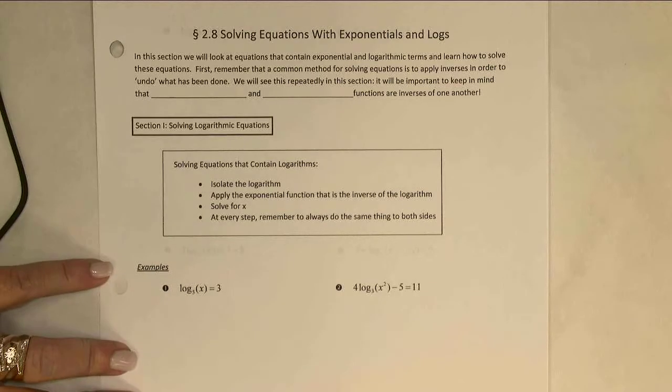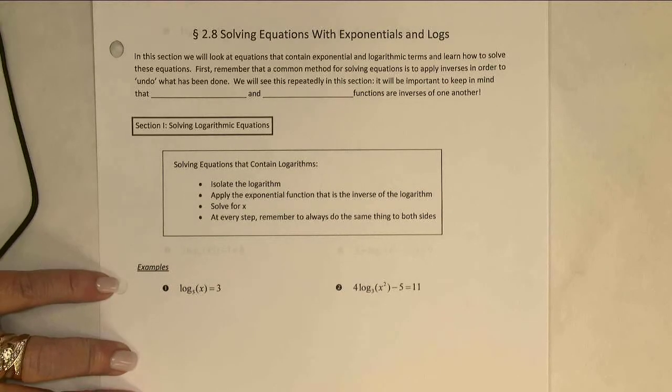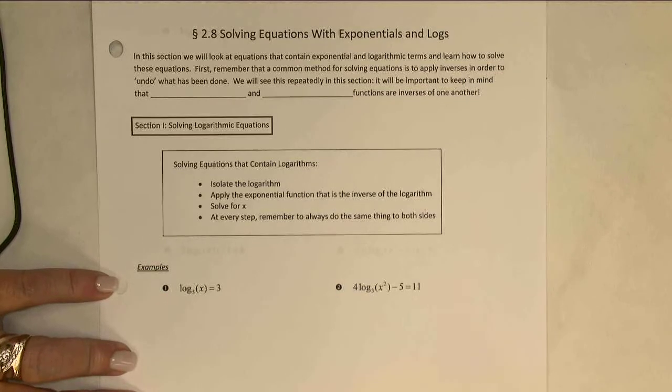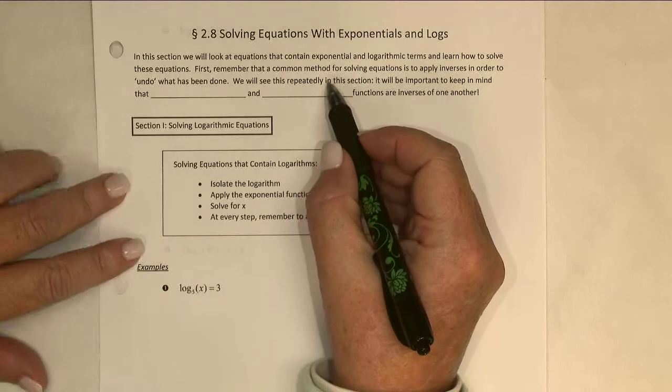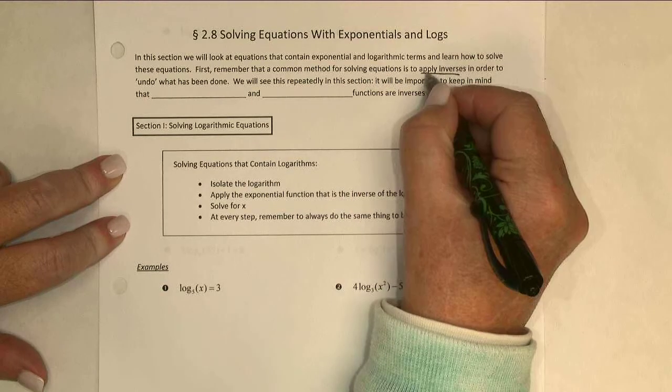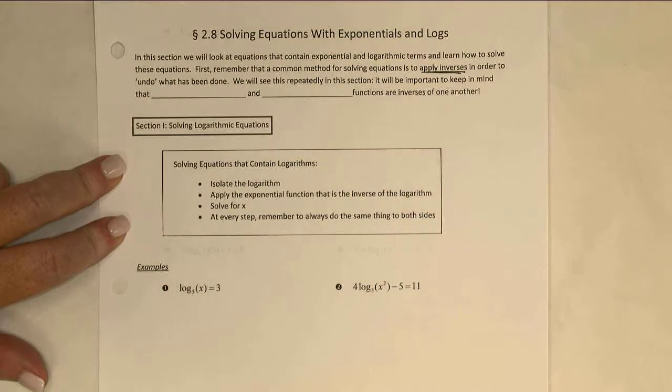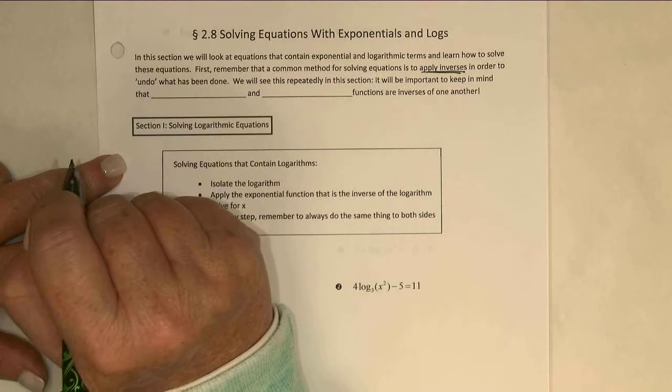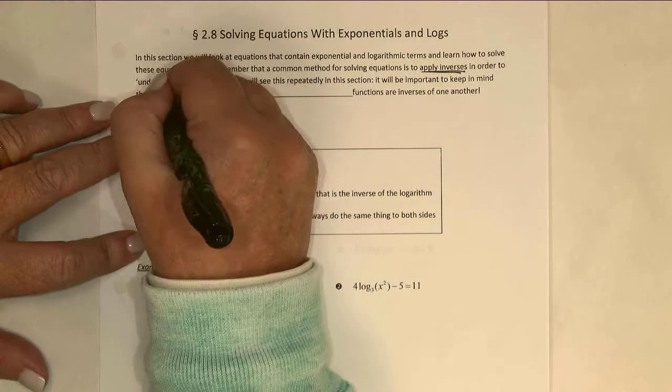This is section 2.8 on solving equations that contain exponential or logarithm functions. We'll be taking a look at both of them, but the one thing you need to keep in mind, no matter which way we're going, is to remember that a common method for solving equations is to apply inverses in order to undo whatever's been done to x. We're going to see this over and over in this section. It's going to be important to keep in mind that we know exponential and log functions are inverses of one another.